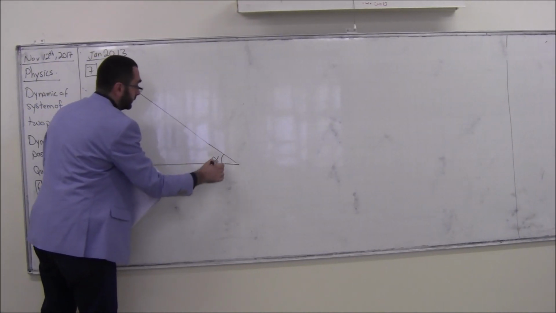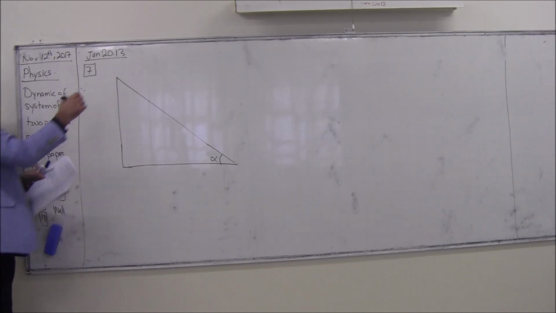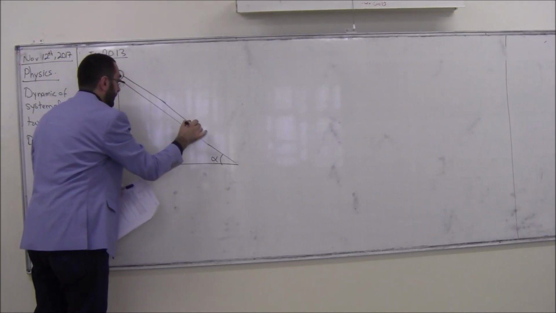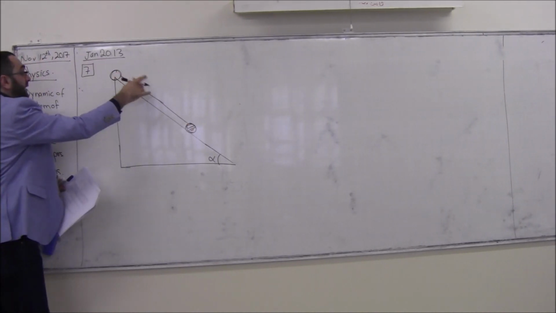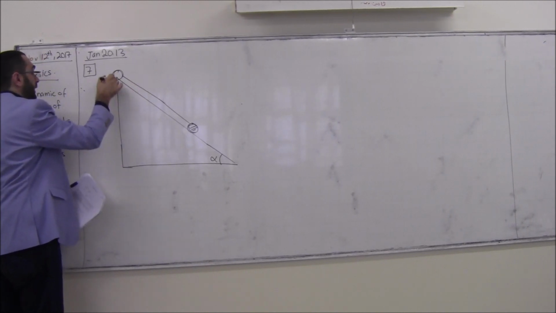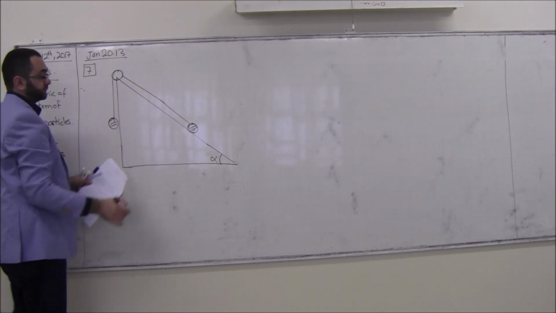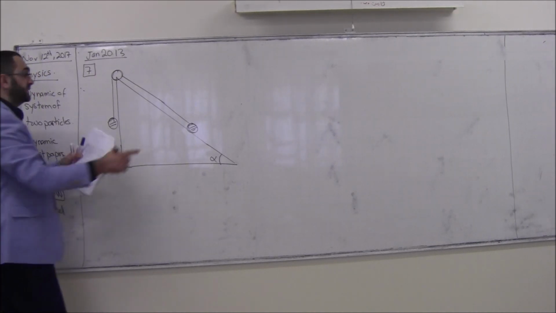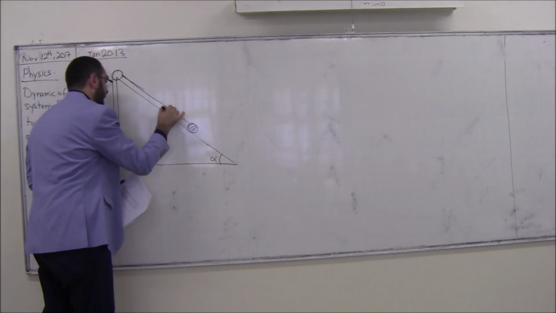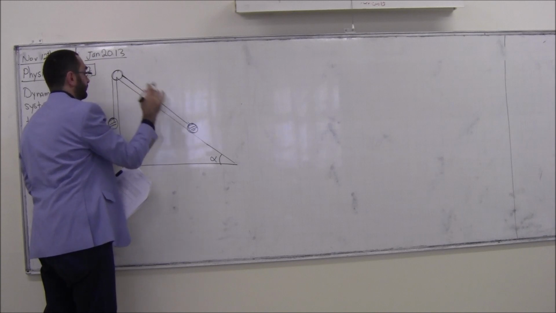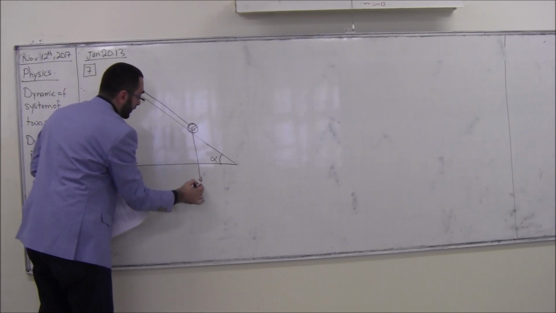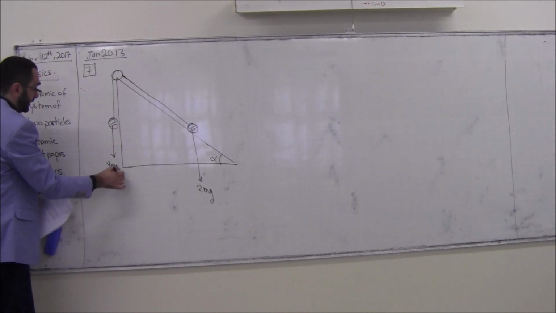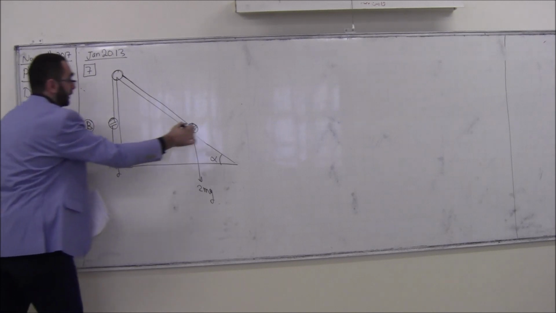This angle is alpha, right? At the top of this inclined plane, we have a pulley. Guys, pay attention. This is A. A has mass 2m. Here we have B, with mass 4m.